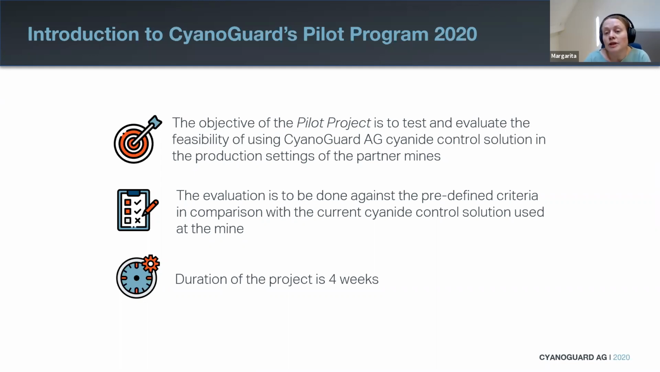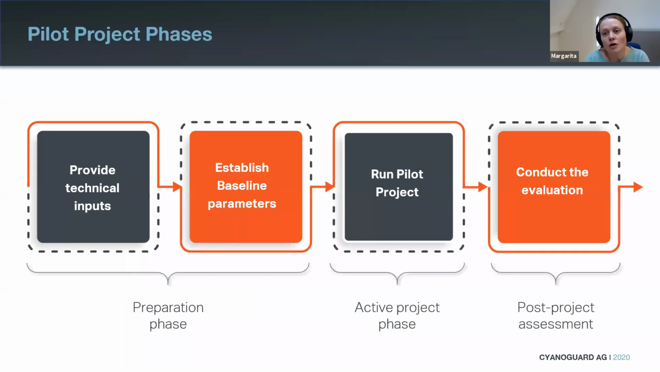This evaluation will be done against the predefined criteria in comparison with the current cyanide control solution used at the mine. We will send our product kit to you, and it will be used there at the mine throughout the duration of the pilot, which is anticipated to be around 4 weeks. Now I would like to tell you a bit in more detail about the stages of our pilot program.